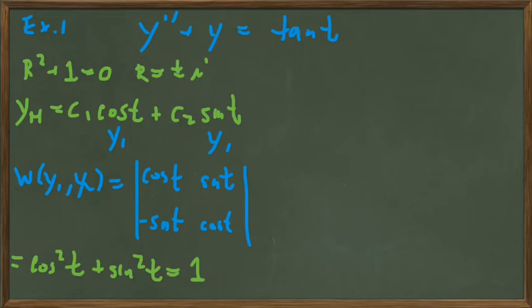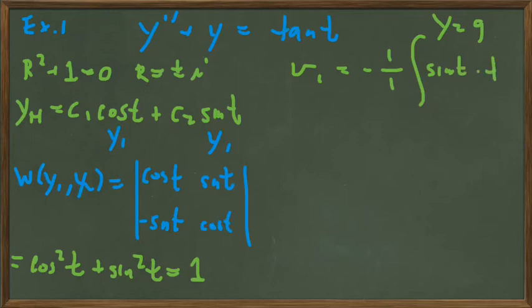So v1 is, you recall, minus 1 over a, and a is 1 here, right? So it's minus 1 over 1. The Wronskian is 1, so we don't need a denominator under the integral sign, and it is y2 times g of t. y2 is sine t, and g of t is tangent t. How do we integrate that?